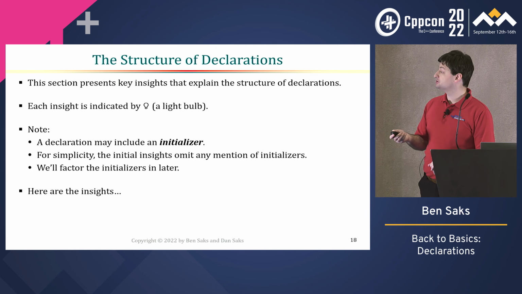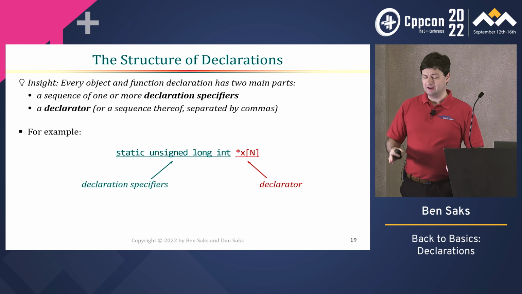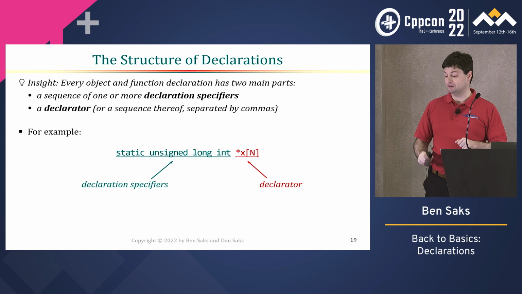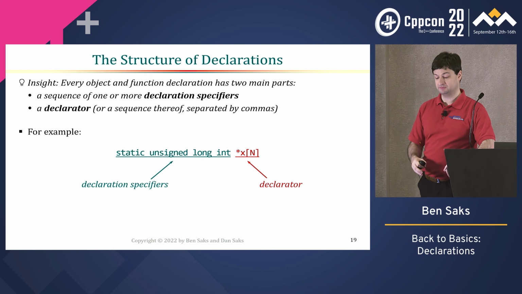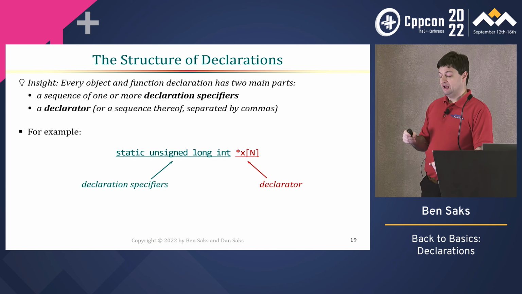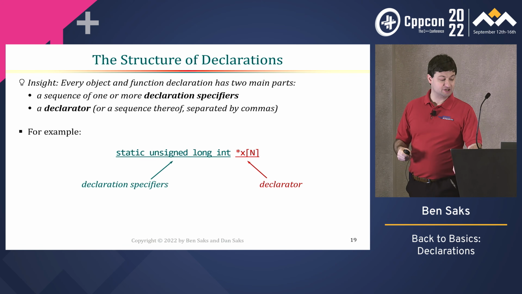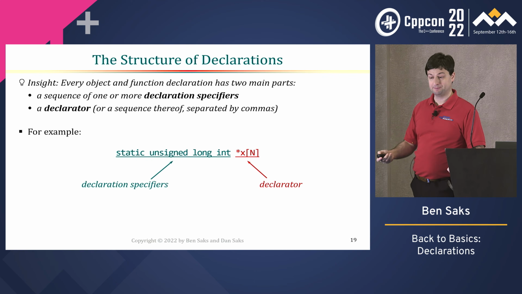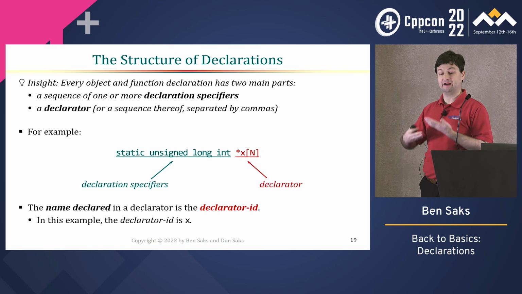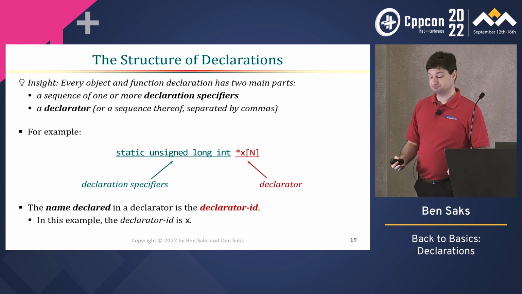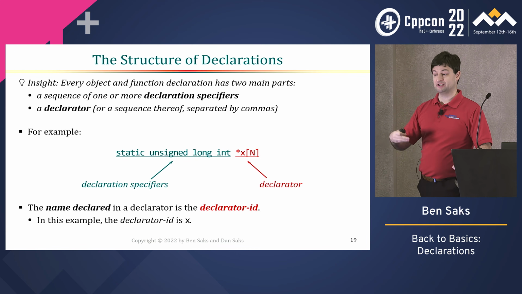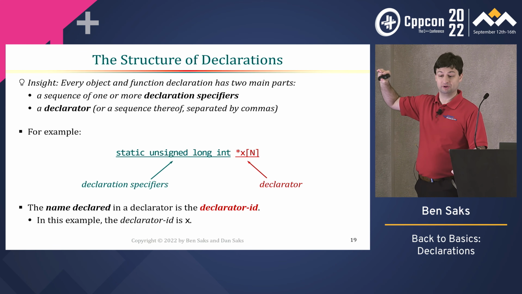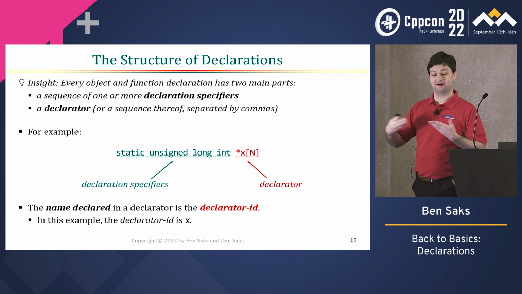So to start off, a declaration is made up basically of two parts. There are what we call the declaration specifiers, one or more of those, and then a declarator, which is the name being declared, possibly surrounded by operators. And we can have a sequence of declarators in a declaration as well. We can declare multiple things on one line, although often we're advised not to.